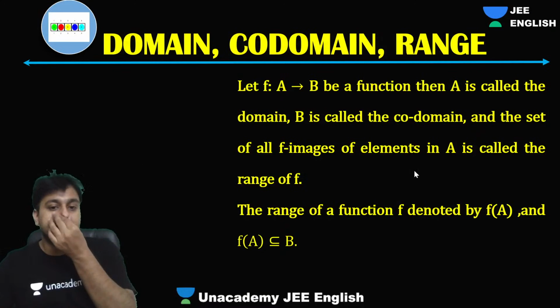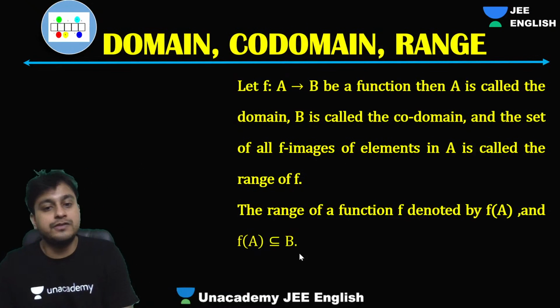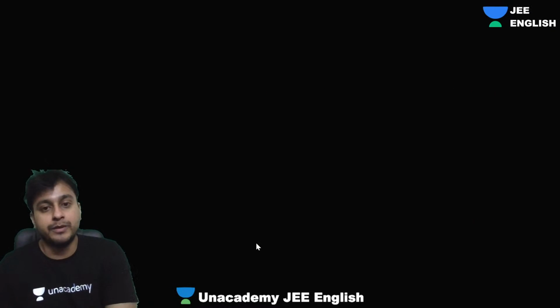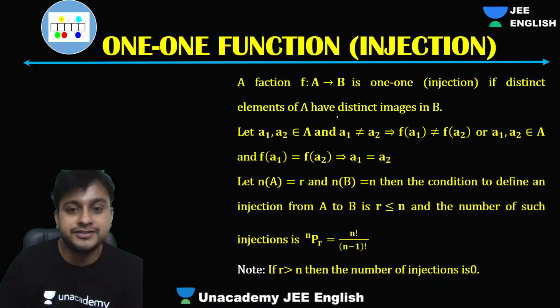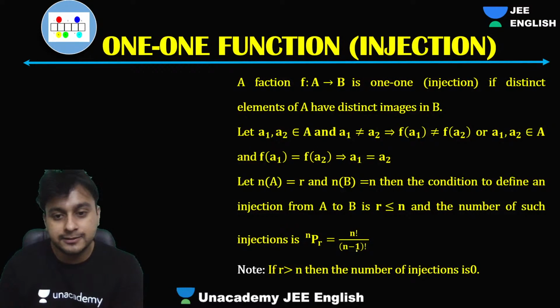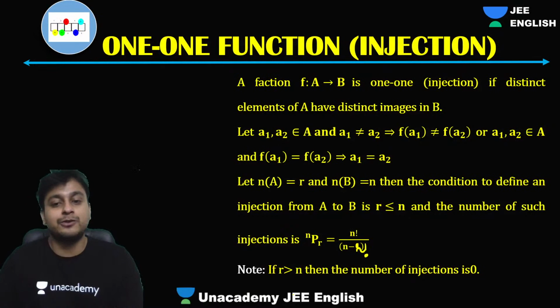Now, guys, domain and codomain I've already discussed with you, right? These are images, and the range is obviously a subset of the codomain. Now let's look into the first type of function, that is the one-one function. That's an amazing thing which we have to understand.